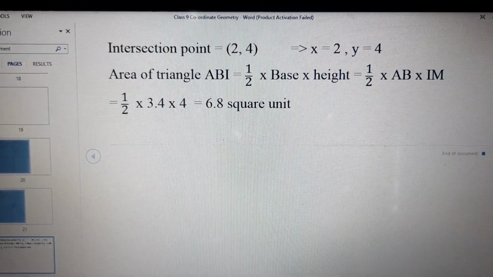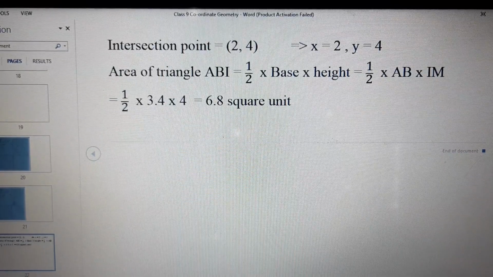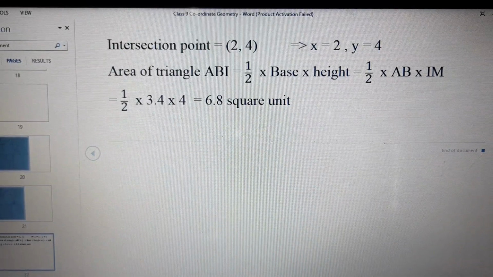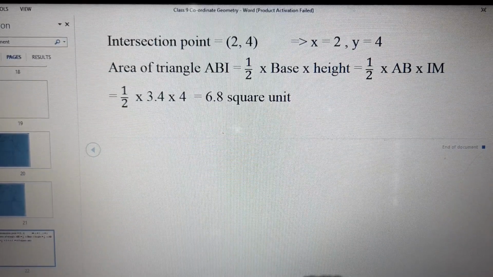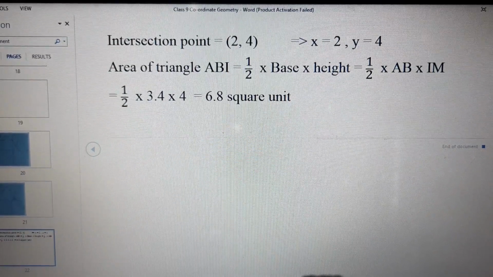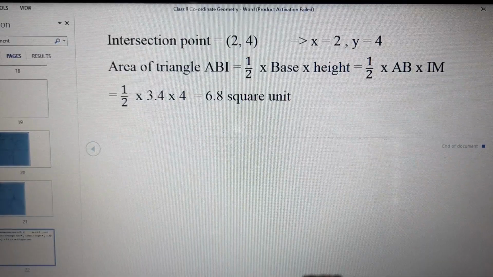It is always suggested to leave your answer in square unit. Leave your answer in unit unless they ask you to calculate in centimeter, because sometimes the scale varies. So leave your answer as units.